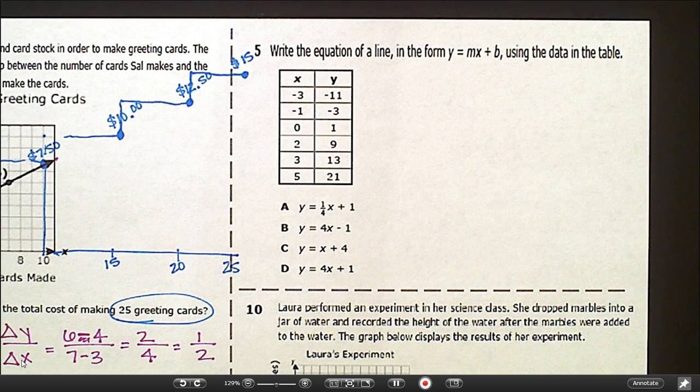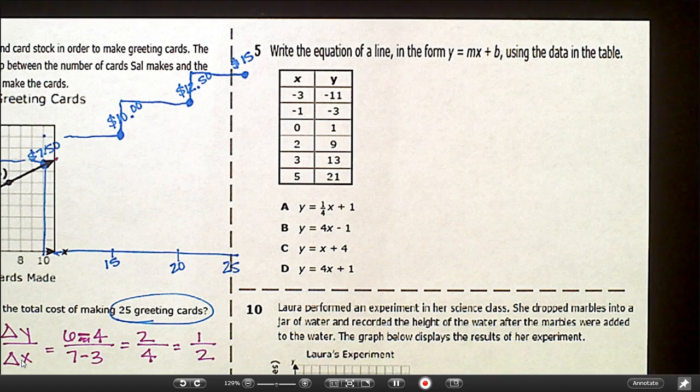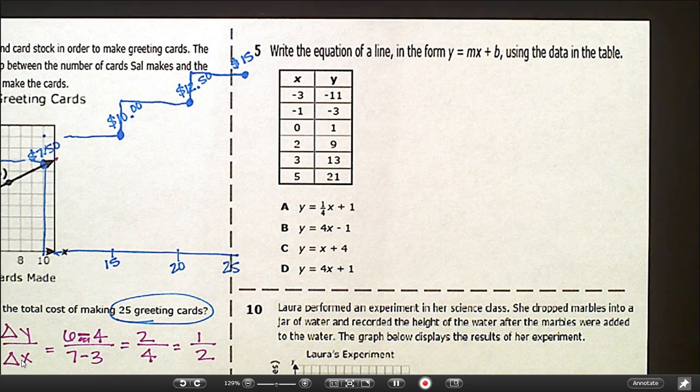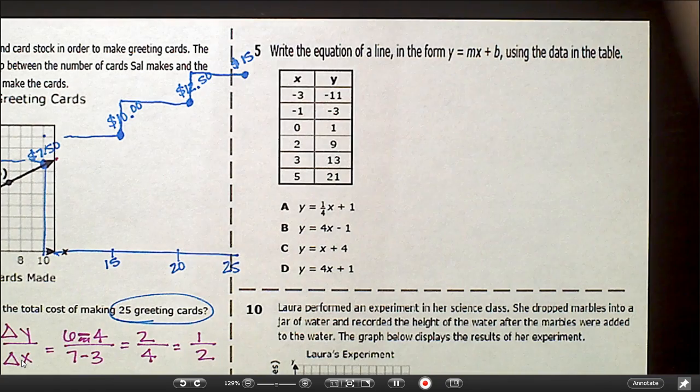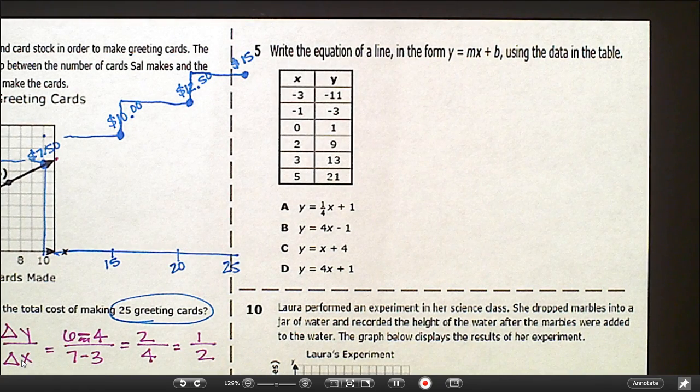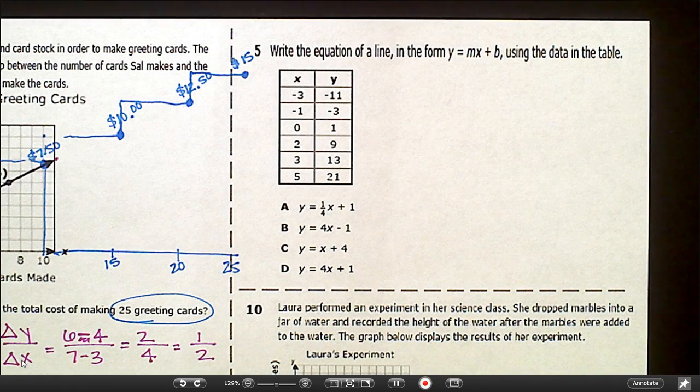Okay, so when I look at number 5, it reminds me a lot of 8.5b, those non-proportional situations, and it reminds me a lot of number 3, number 9 and 10, number 11, number 17. So this one reminds me a lot of those questions. So if you'd like to look back in your journal at 8.5b and kind of remind yourself of what to do here, that would be great.